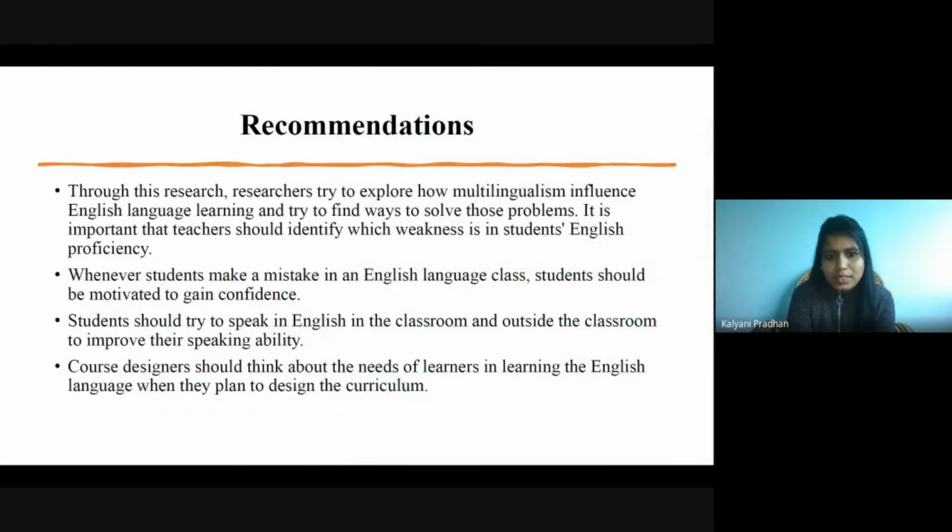Through this research, researchers try to explore how multilingualism influences English language learning and try to find out ways to solve this problem. It is important that teachers should identify each student's weakness in English proficiency. Whenever students make a mistake in an English language class, students should be motivated to gain confidence. Students should try to speak in English in the classroom and outside the classroom to improve their speaking ability. Course designers should think about the needs of learners in learning the English language when they plan to design the curriculum.